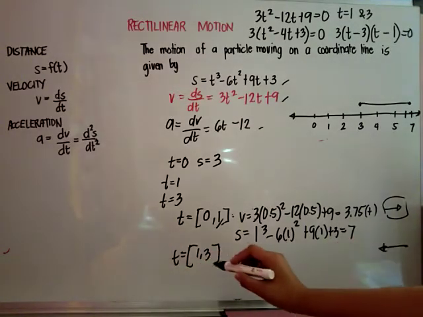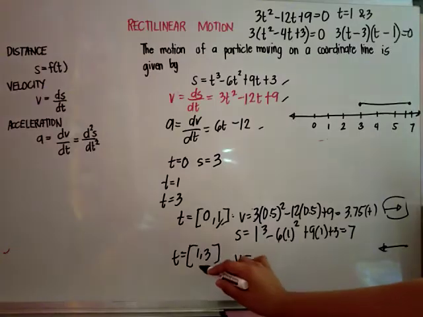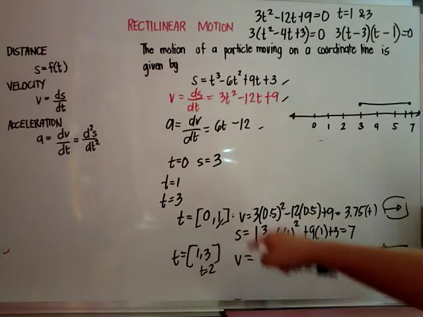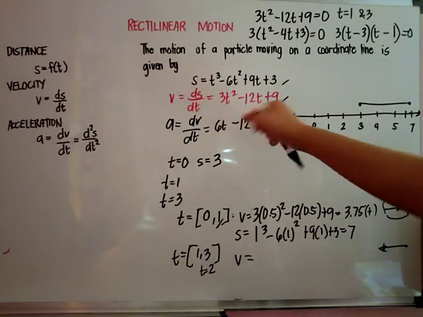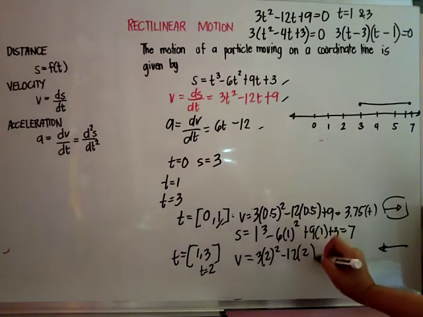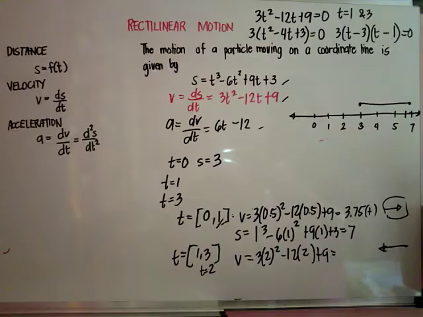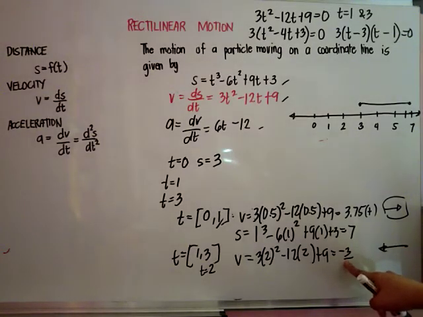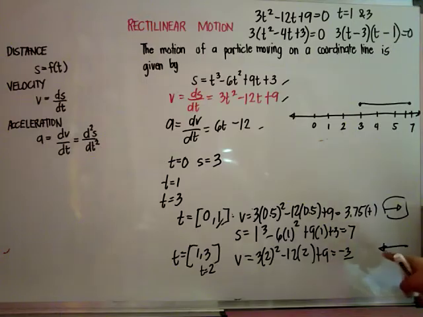So we have, assume na t is equal to 2. So pag sinubstitute natin, substitute natin yung value na 2 dito sa equation ni v, which is 3 times 2 squared minus 12 times 2 plus 9. So therefore we have 3 times 4 minus 12 times 2 plus 9, negative 3. So therefore negative 3 na yung velocity niya, meaning nag-change na nga siya ng direction.